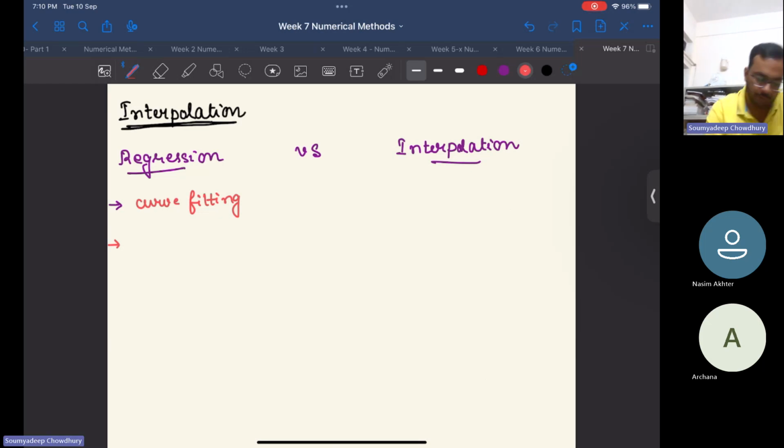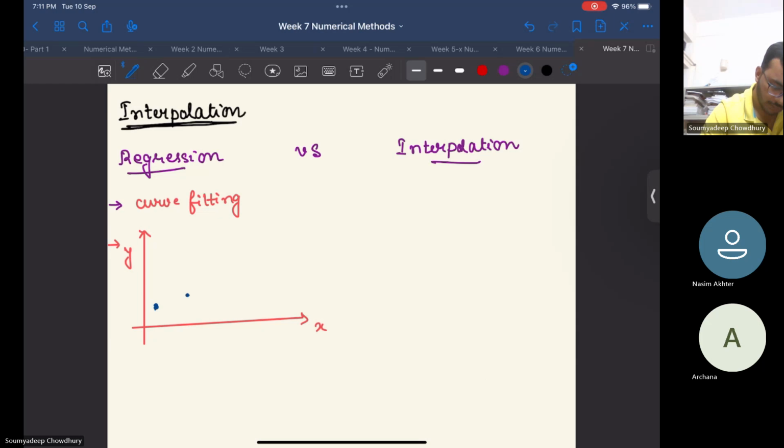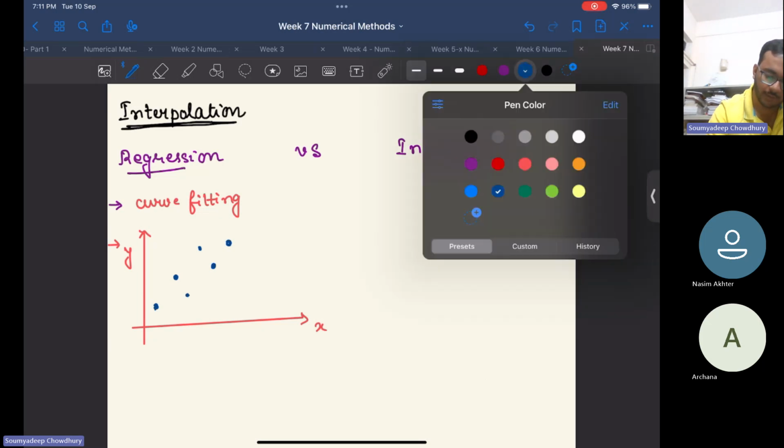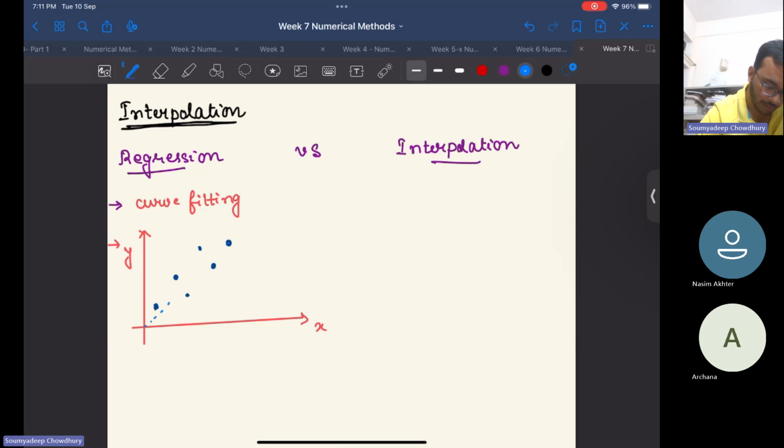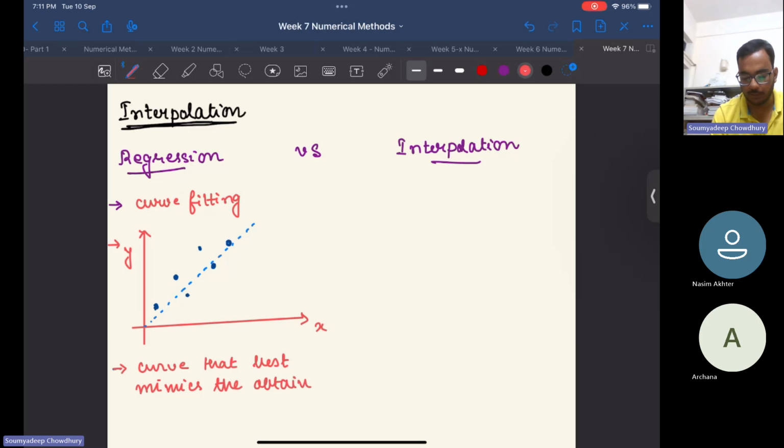Suppose you have a set of data points like this. This is X, this is Y. As a result of experiments, suppose you have obtained some data points like this. Now how do we find the regression line? It is the best fit line, right? Suppose this is the best fit line. The points on this line best mimic the data. So this is nothing but a curve that best mimics the obtained experimental data.